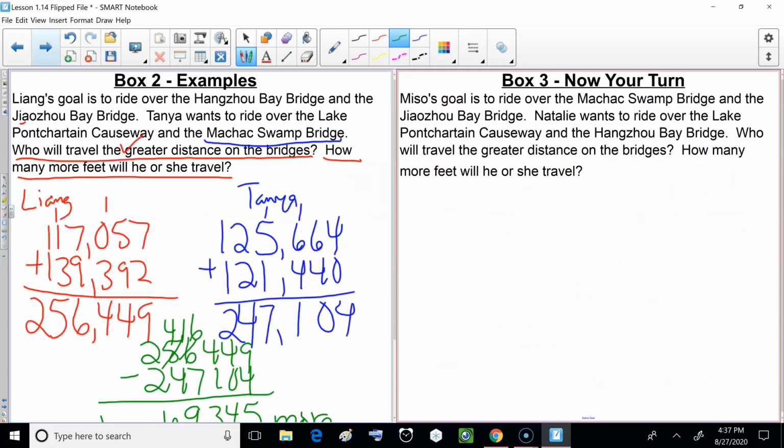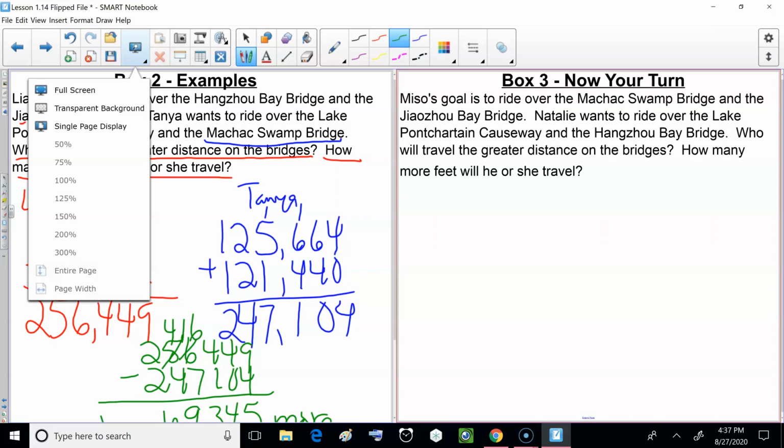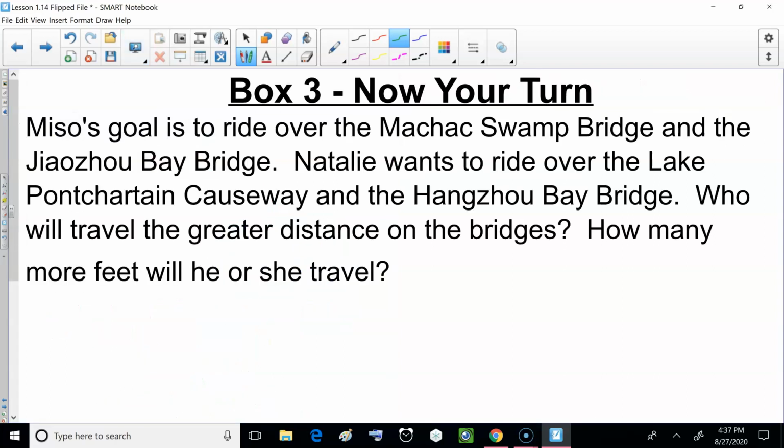And we'll go to your turn. We'll go back to the single page display, make it nice and big for you. So, we'll read through the problem. Mitsu's goal is to ride over the Makok Swamp Bridge and the Jiuzhou Bay Bridge. Natalie wants to ride over the Lake Pontchartrain Causeway and the Hangzhou Bay Bridge. Who will travel the greater distance on the bridges? How many more feet will he or she travel? Sounds like a very similar problem, but some different bridges in some different orders. So use your example as a great guide.